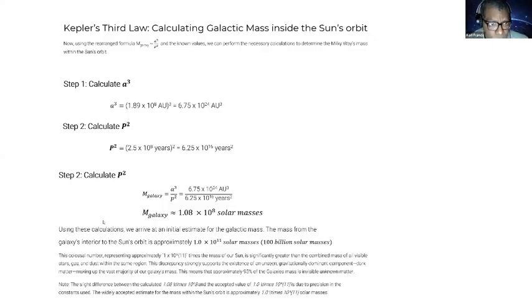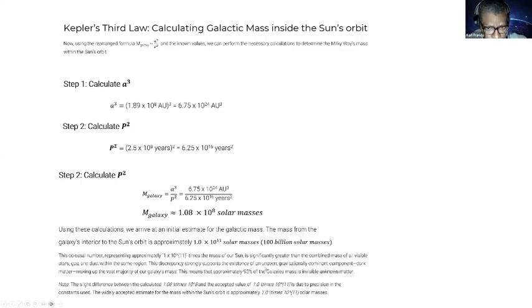And step three, we divide to find the mass, right? So the mass of the galaxy equals a^3 divided by P^2. We end up with approximately 1.08 times 10^8 solar masses. The mass of the galaxy interior to the sun's orbit is approximately 1 times 10^11 solar masses, or 100 billion solar masses, right? And it is significantly greater than the combined mass of all the stars, gas, all the visible matter that we see within that same region.